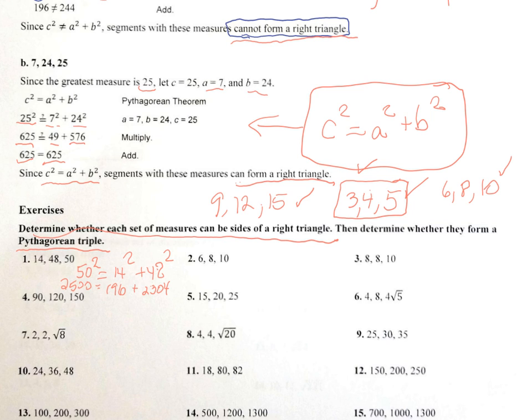So when we get the 50 squared, that's 2,500. 14 squared is 196, and 48 squared is 2,304. When I add the 2,304 and the 196, I get 2,500. Therefore, this is a Pythagorean triple because my c squared is equal to my a squared plus b squared. Okay? And you do this over and over again with all of these exercises.